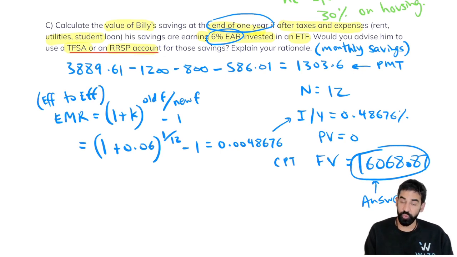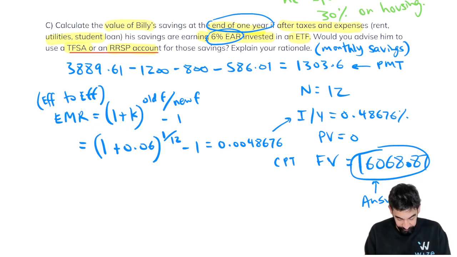Now, for this one, you could go with either route. They would give you the marks no matter which one you pick, as long as you gave good reasoning. So, probably it would be more logical to go with an RSP, because remember what's the benefit of an RSP? Is that you can reduce it from your taxable income for the year? Yeah, so you have to pay less income tax in that year.